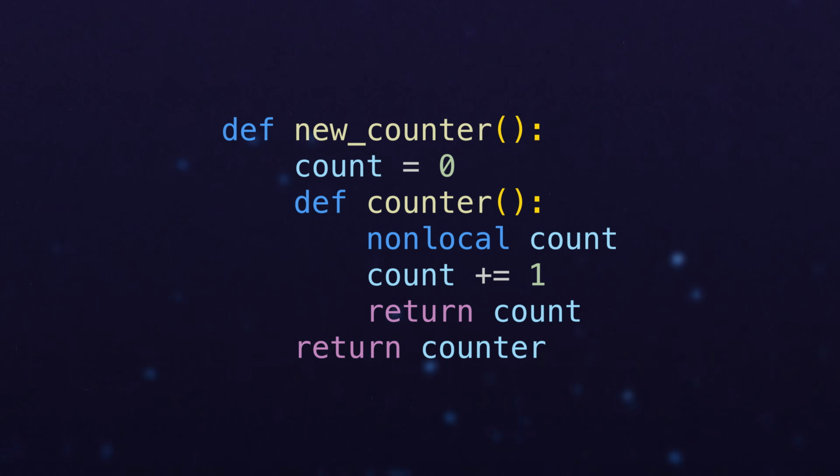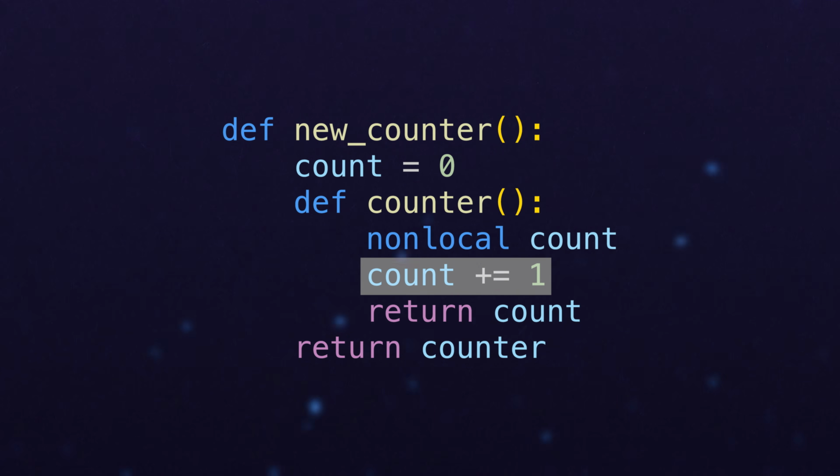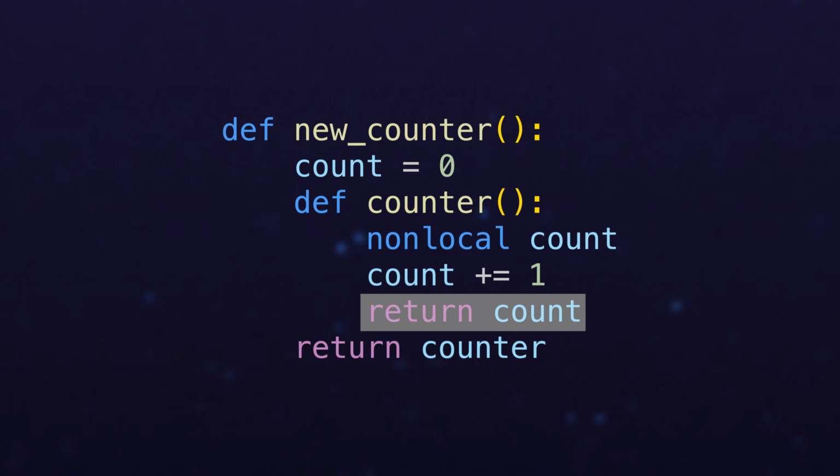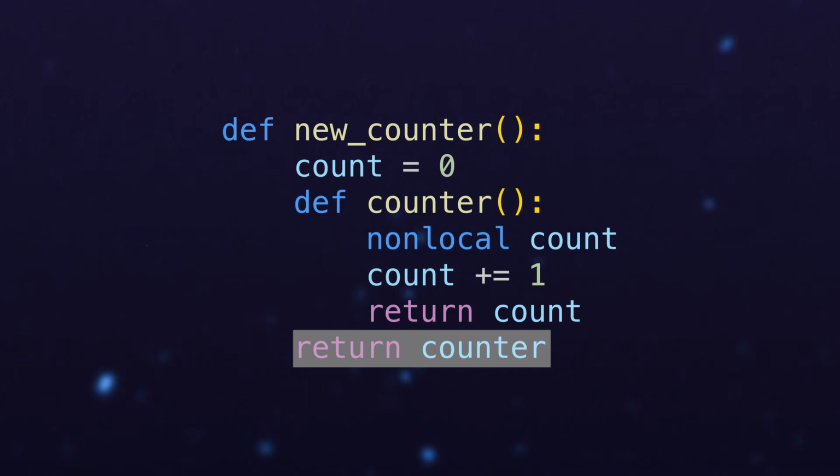Now, what it actually does is increment that count variable by 1, right? Count plus equals 1. And then it returns the new count. And then at the end of the new counter function, it returns the inner function. So it's actually returning a function as a value. To see how it works, let's create some counters.